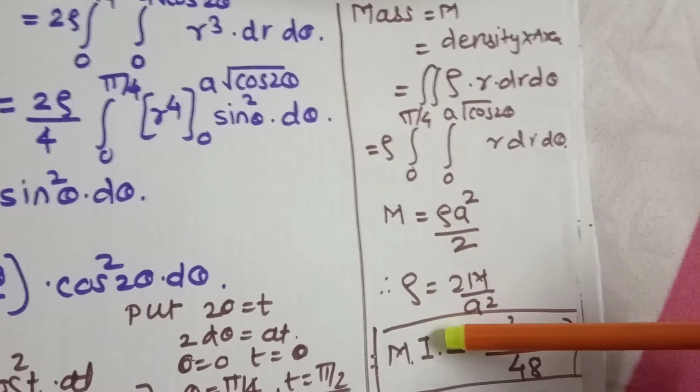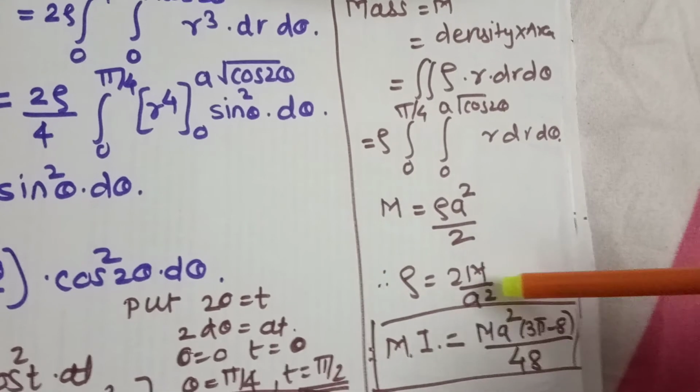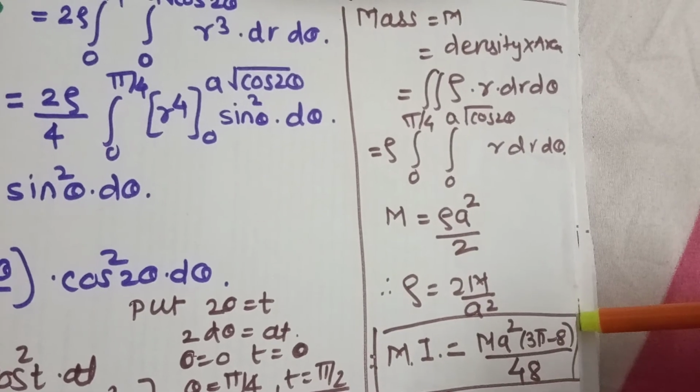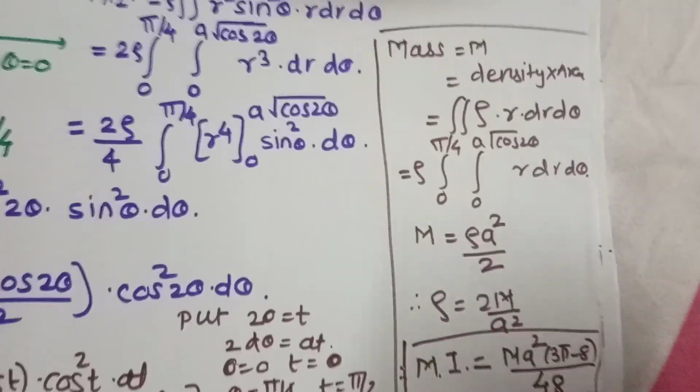So the moment of inertia is nothing but m a square into 3 pi minus 8 upon 48. Thank you.